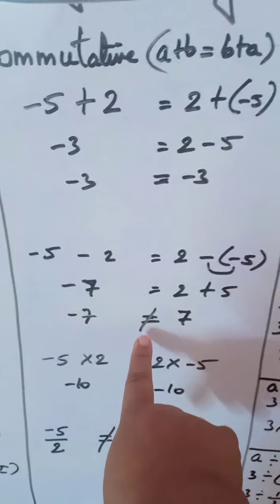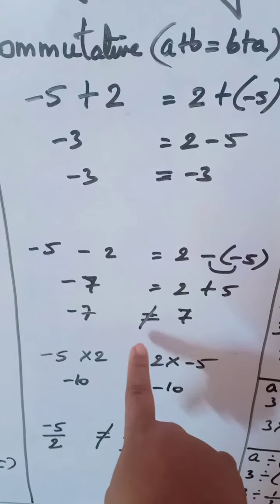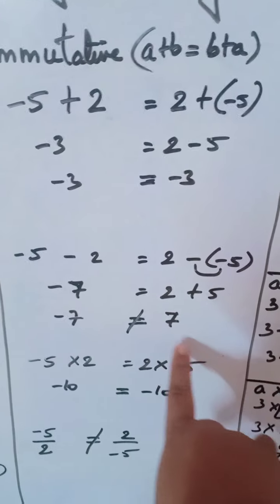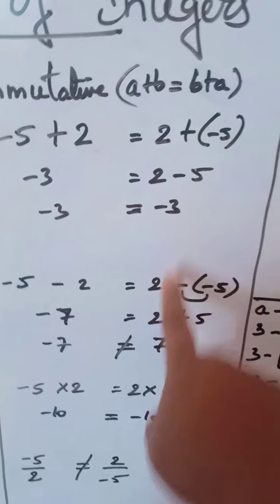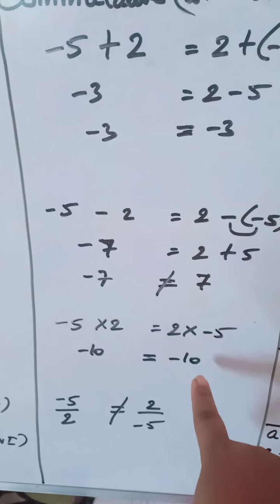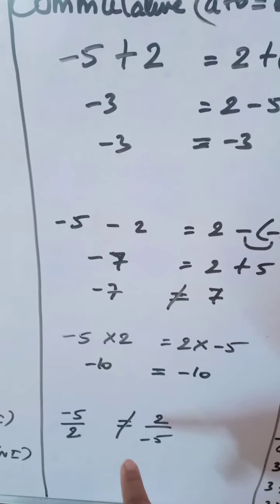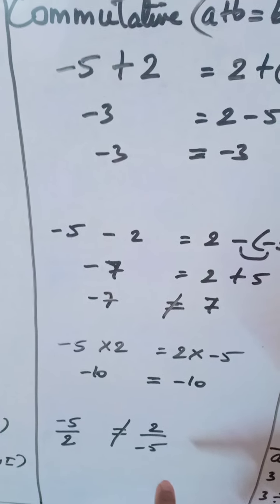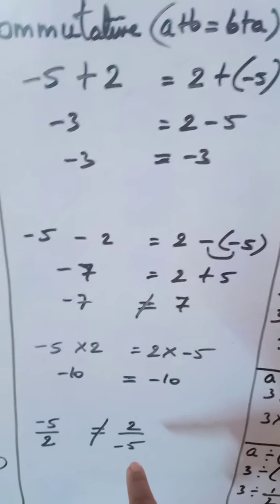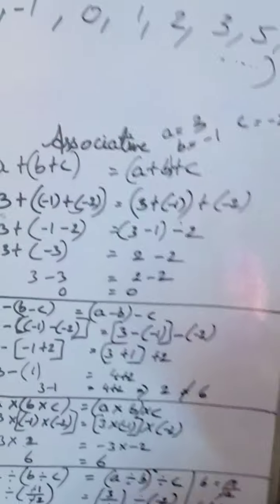So minus 7 is not equal to 7. So this is not equal. So subtraction is not commutative. Here addition is commutative. Here subtraction is not commutative. Clear? The next case is multiplication. In this both are equal. So multiplication is commutative. In the case of division, both the fractions are different, so it is not commutative. Clear? Okay. Next. Coming to the associative.